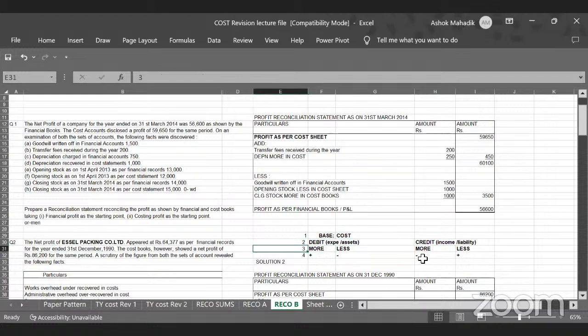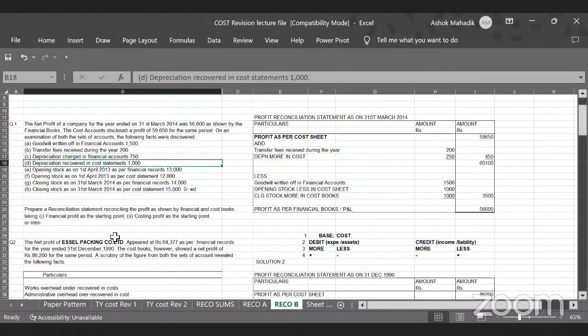Then third step: we have to see whether the given item is more in the cost sheet, because cost is our base, or less in cost. Again, the given item which we are discussing is more in cost records or less in cost records. Why am I saying cost records? Because our base is cost. Clear? Now, students, go to items C and D. What they have given: depreciation charged in financial is 750. And D says, for the same item, depreciation recovered in cost is 1,000. So the same item, two values are given.